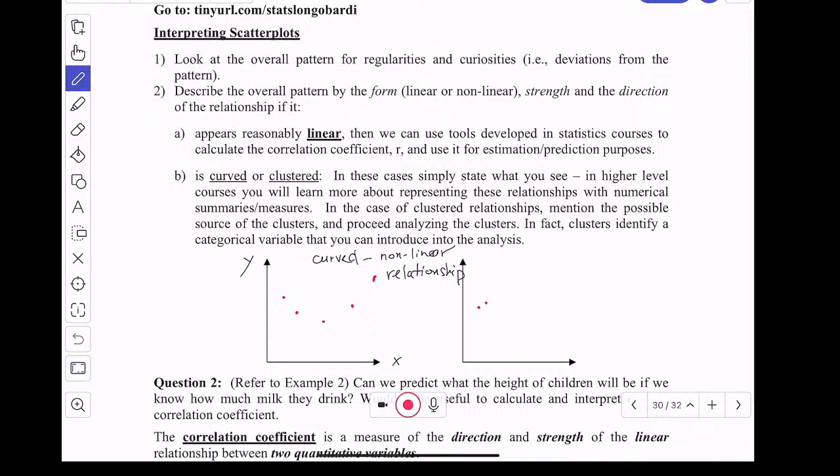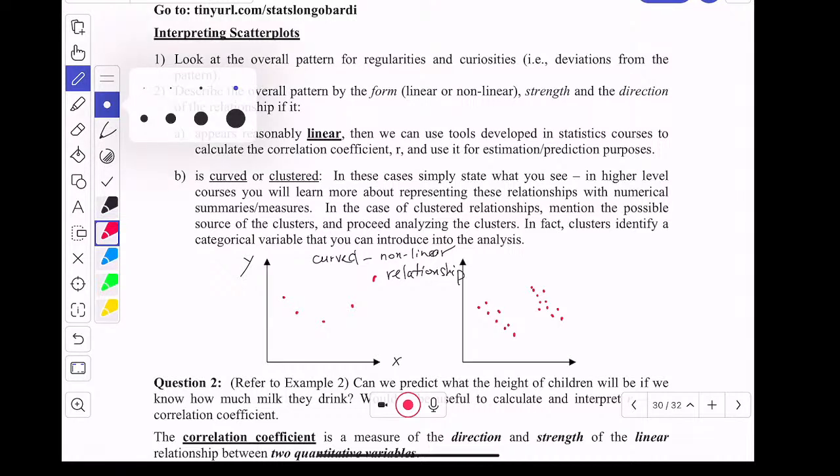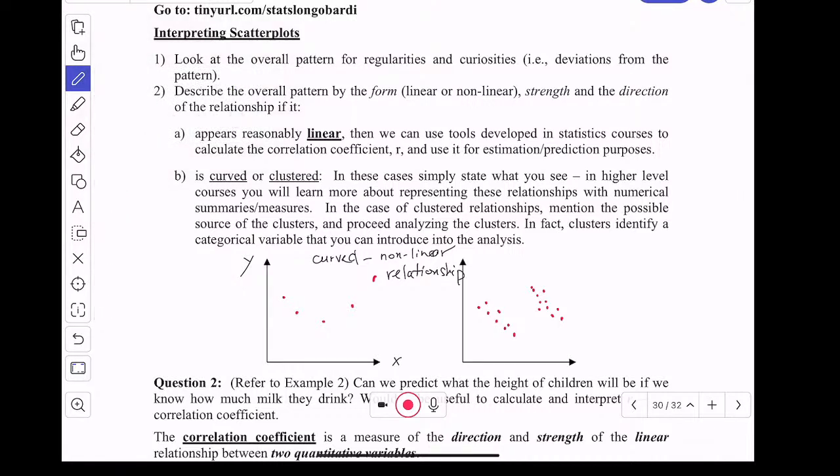Another type of relationship you might see is something like this. Wrong color.